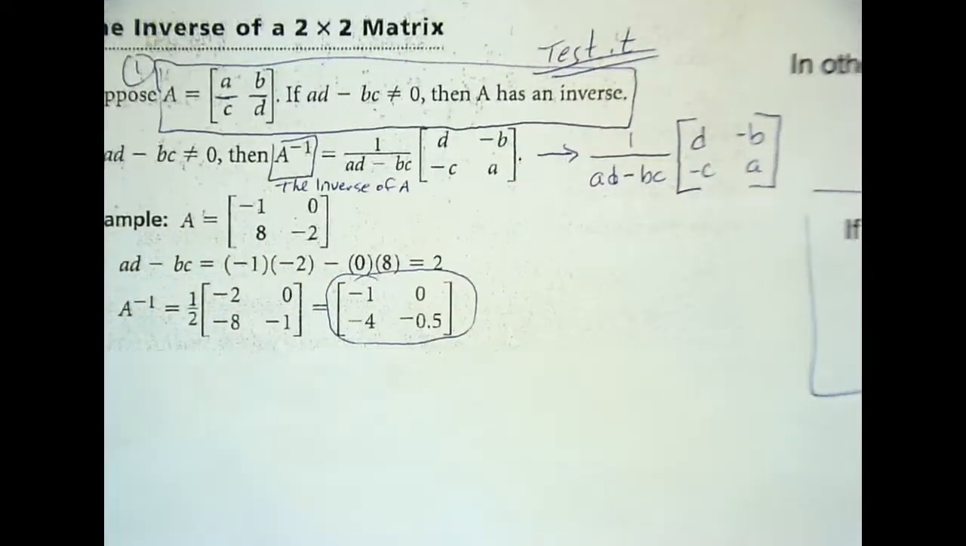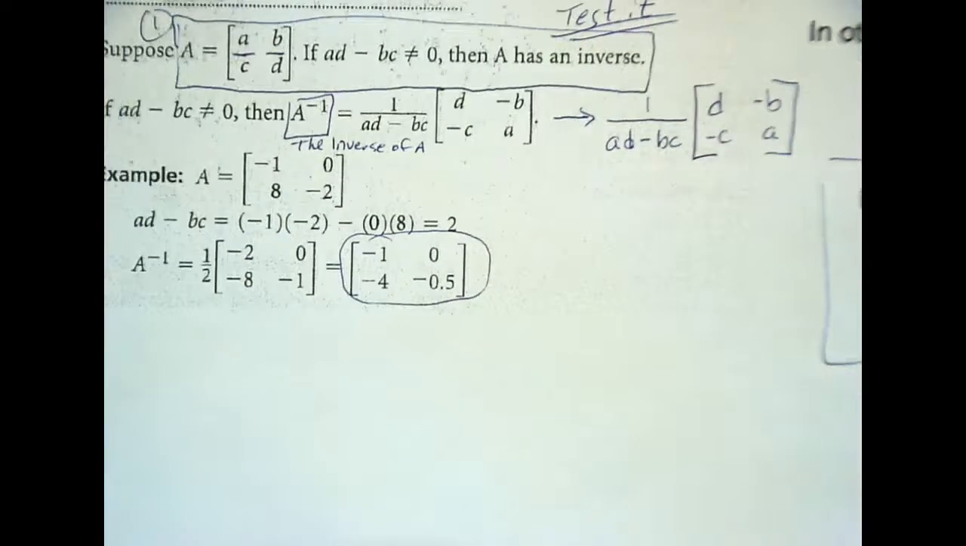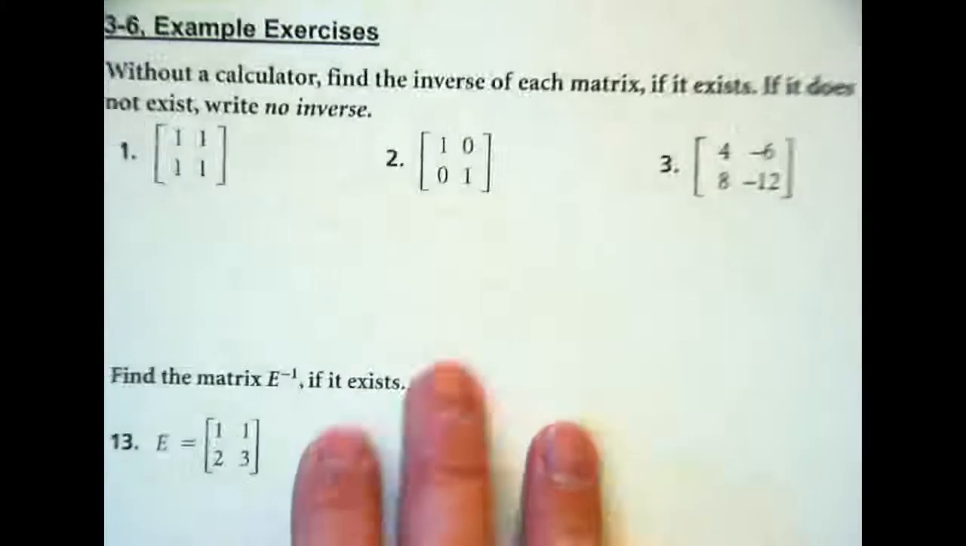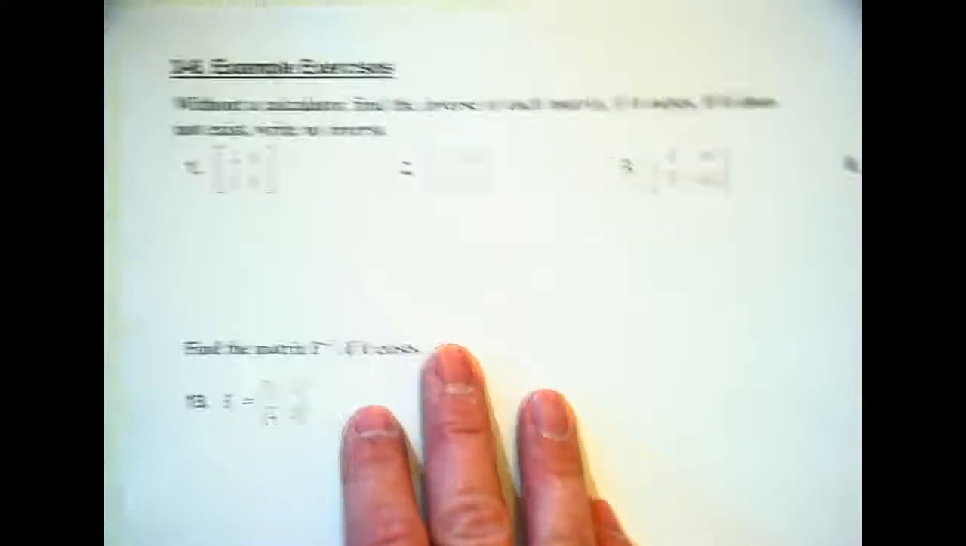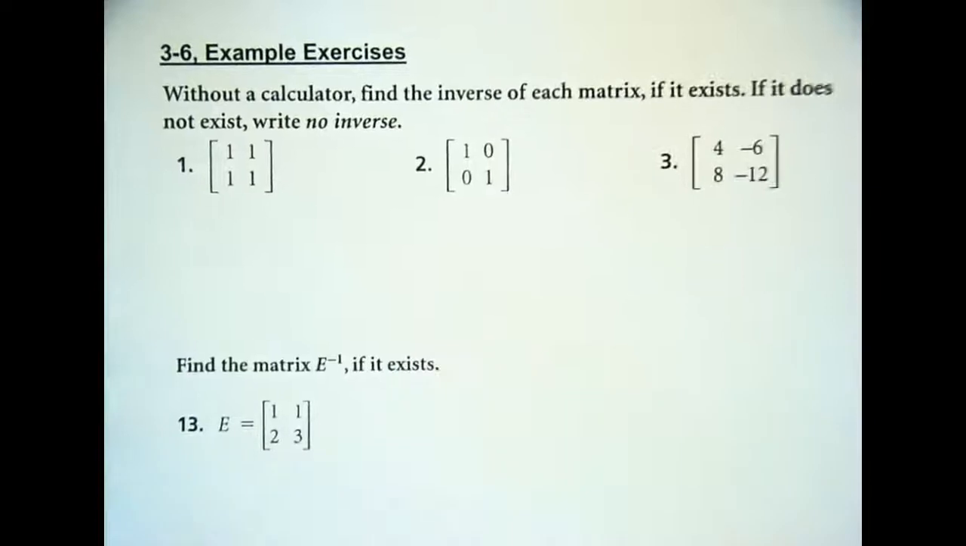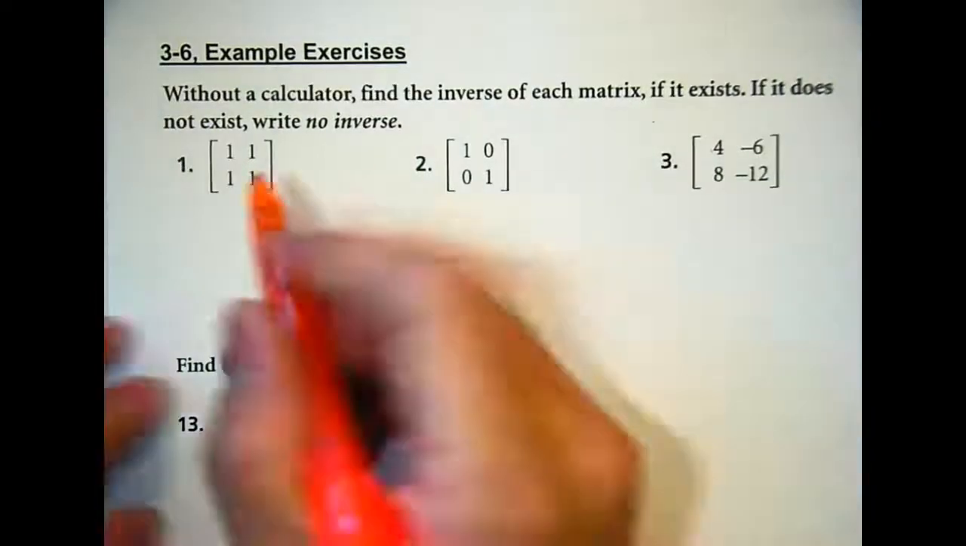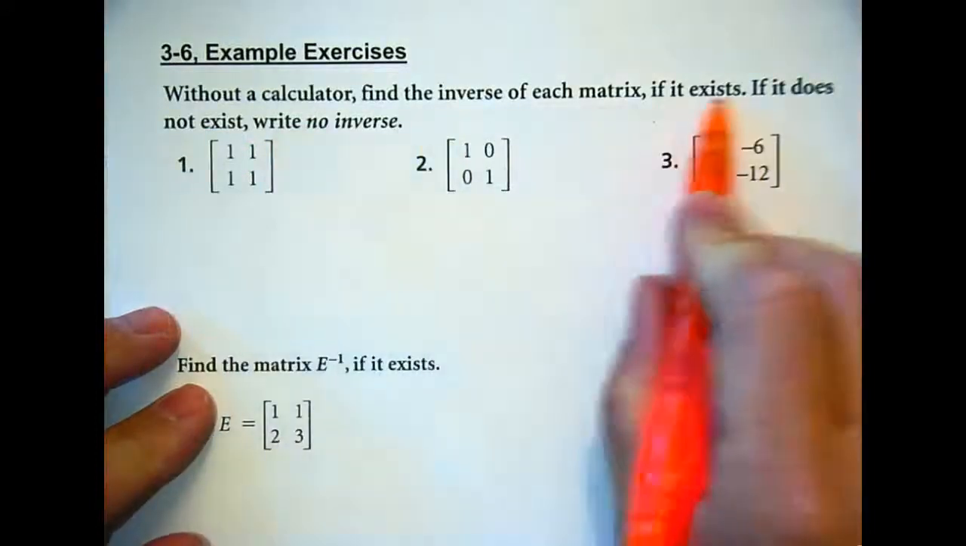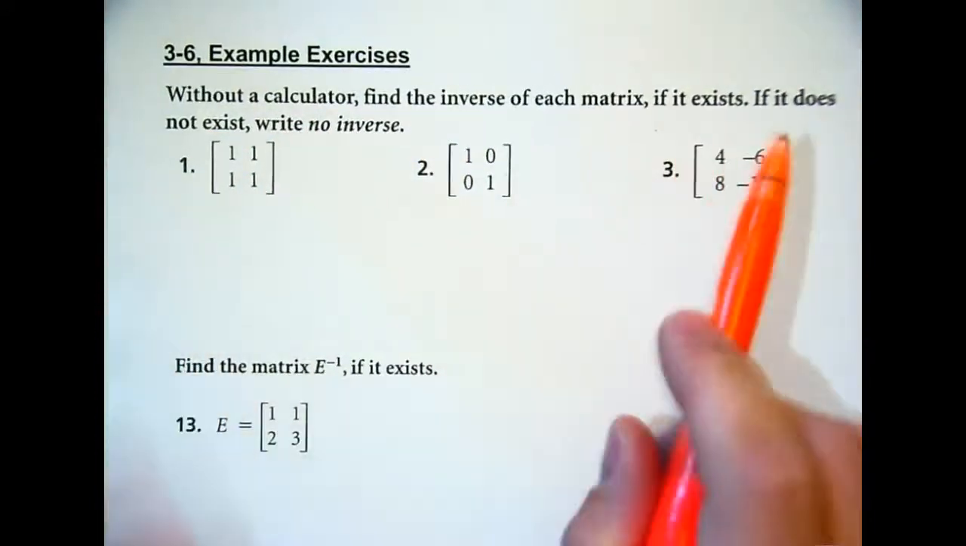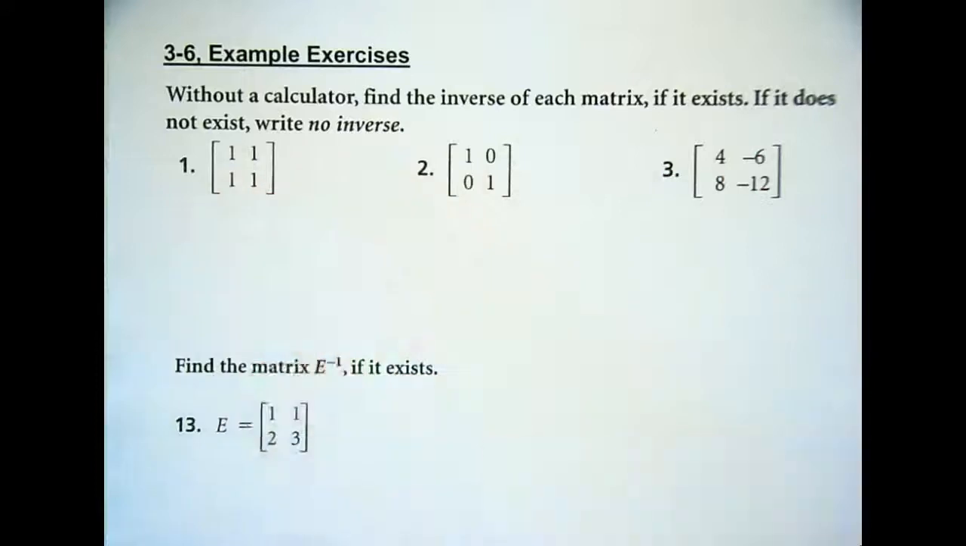I want you guys to try some. Okay. First one. These are off your assignment today. So you can do these in your notes, but they're off your assignment. I want you to do 1, 2, and 3 right now with your neighbor. Number 1. Without a calculator, find the inverse of each matrix if it exists. If it does not, write no inverse. Now remember, on your test this Friday, you won't be able to use your graphing calculator on a portion of it. There's actually 2 parts, one with graphing and one without.